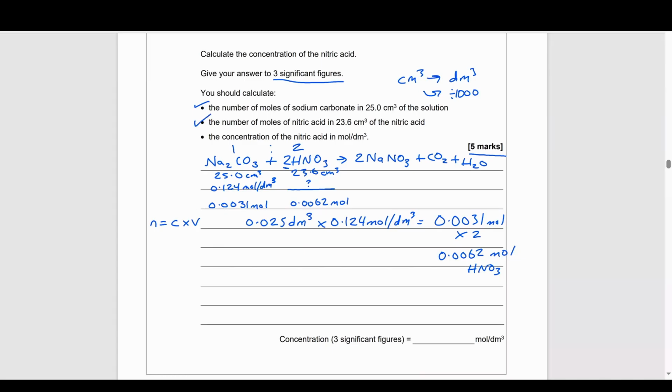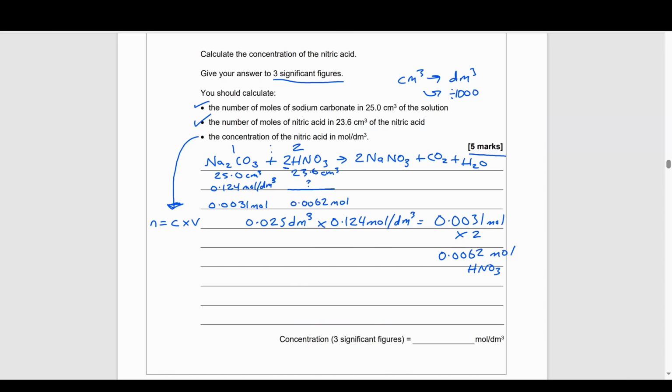So we've now calculated the number of moles of nitric acid. What's the last thing that we want to do now? We need to then calculate the concentration of the nitric acid. And to do that, we can use our equation again. Number of moles is concentration multiplied by volume.